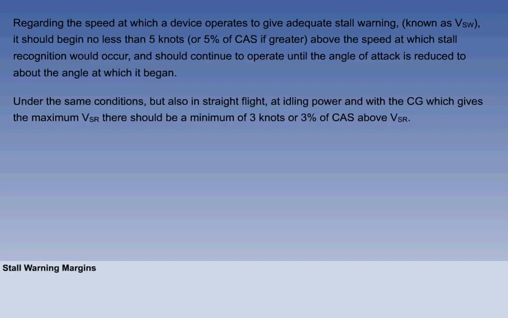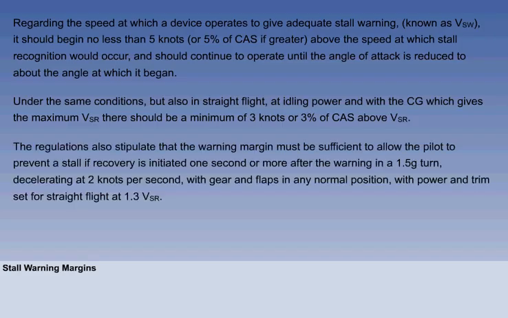Under the same conditions, but also in straight flight, at idling power, and with the C of G which gives the maximum VSR, there should be a minimum of 3 knots or 3% of CAS above VSR. The regulations also stipulate that the warning margin must be sufficient to allow the pilot to prevent a stall if recovery is initiated 1 second or more after the warning in a 1.5 G turn, decelerating at 2 knots per second, with gear and flaps in any normal position, and with power and trim set for straight flight at 1.3 VSR.